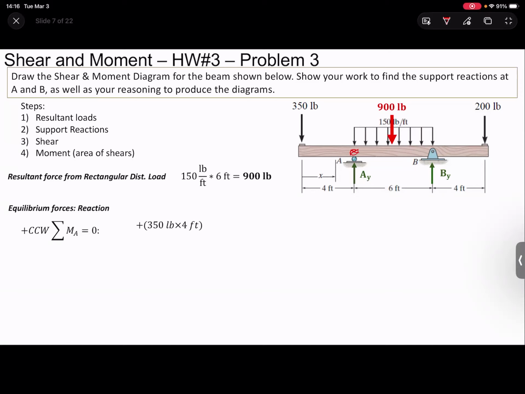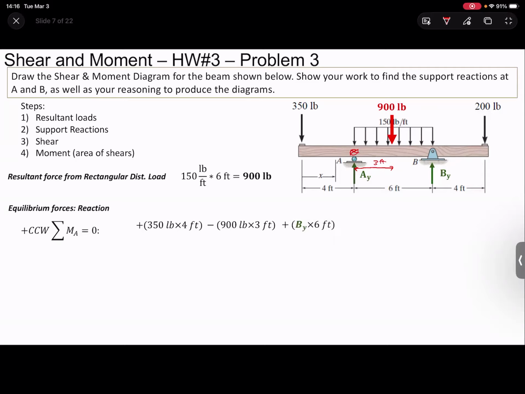So we have a positive direction, 350 times 4. That's the one on the far left. Then moving to the right side of the support at A, we have this 900 pounds times 3 feet away. That's because, again, it's acting in the center. And this is causing it to rotate clockwise, which is negative.